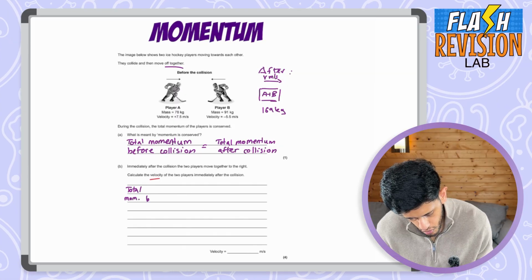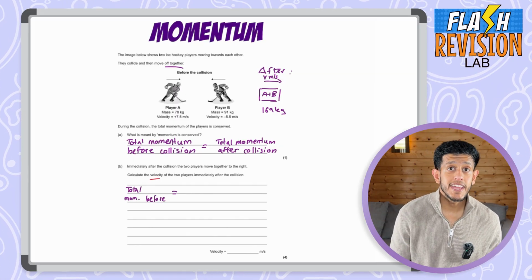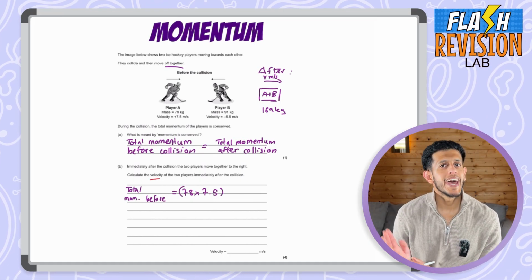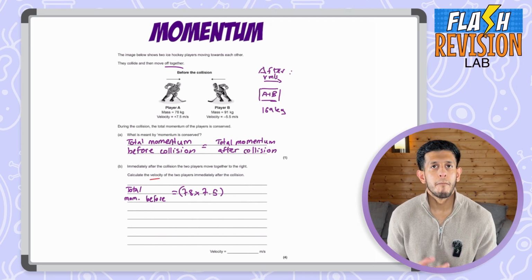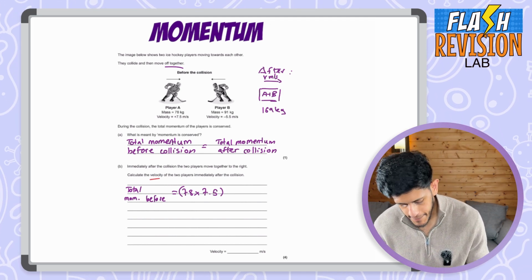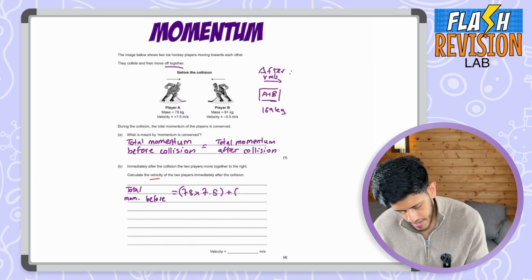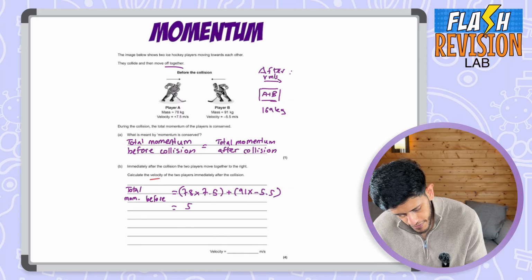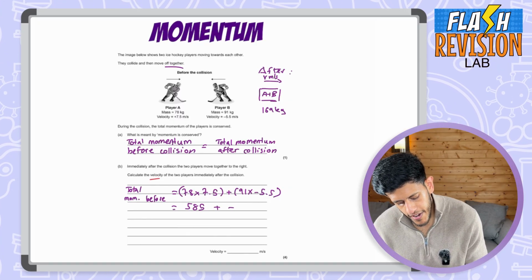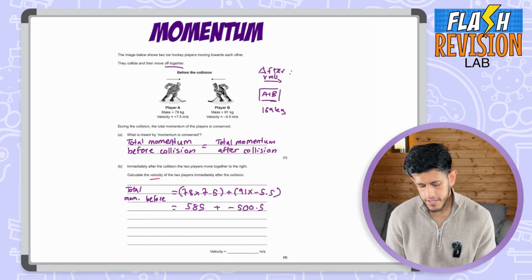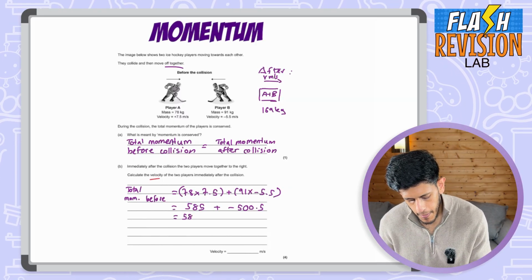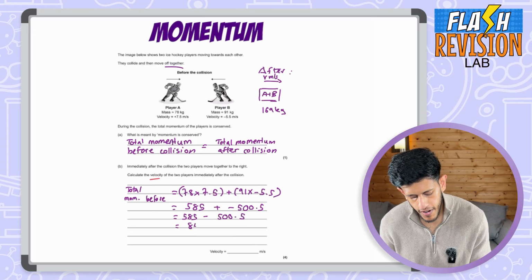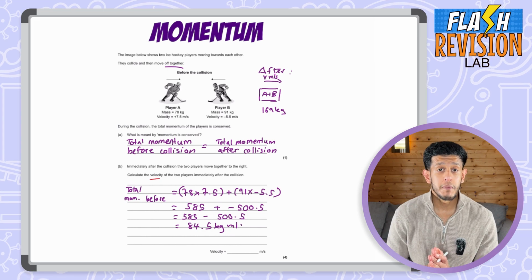Total momentum before. Now if we take each player individually, so let's take the player A, it should be 78 kilograms multiplied by 7.5. And then remember it's a total momentum, so we're going to add it to player B, who has a mass of 91 multiplied by negative 5.5 meters per second. So plus, brackets 91 times minus 5.5. So if you put that in your calculator, you get a momentum of 585 plus minus 500.5 for player B. So then the plus minus makes it a minus, so 585 minus 500.5, and you're left with a value of 84.5 kilogram meters per second. Remember, that is the unit for momentum, so I'm going to put that there.